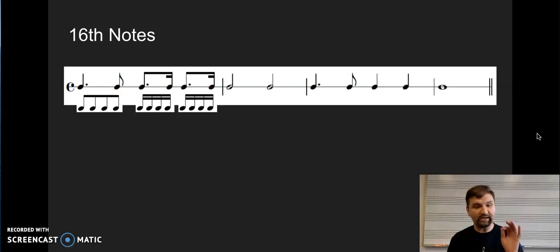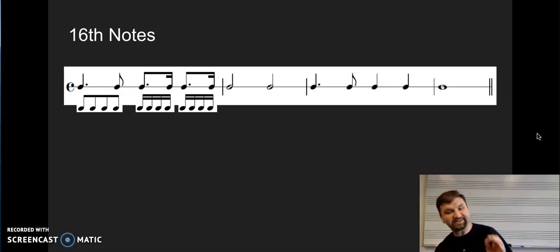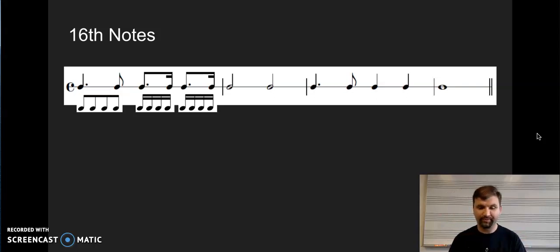This is our quarter and eighth. And now I'm going to add the 16ths. Count a measure of quarter notes. Ready, go. 1, 2, 3, 4.